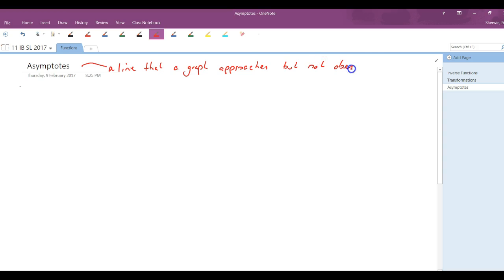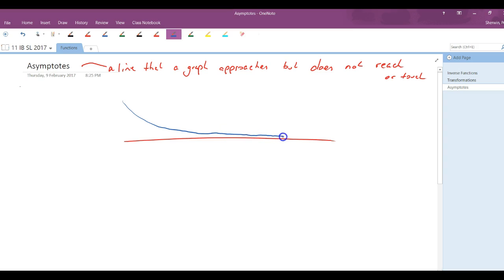But does not reach or touch, or intersect. You get the idea. So if this is an asymptote, the graph is getting closer to it, but it's not quite getting there. It's just this little buffer zone.